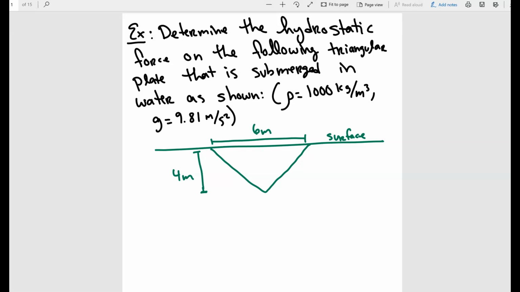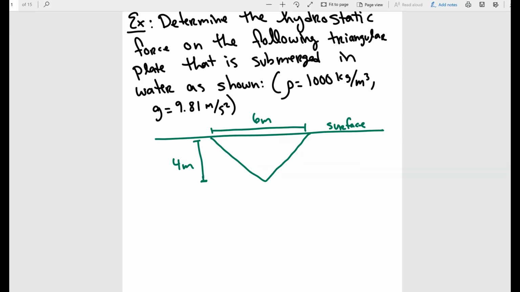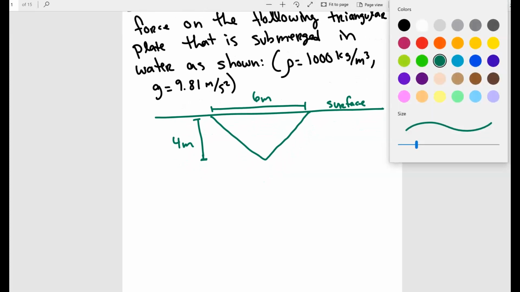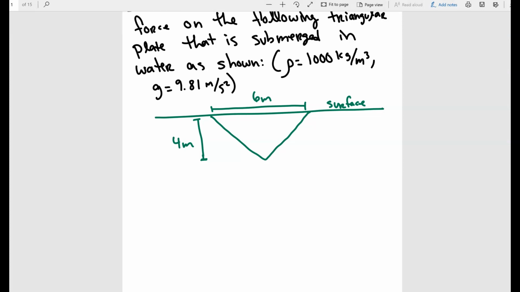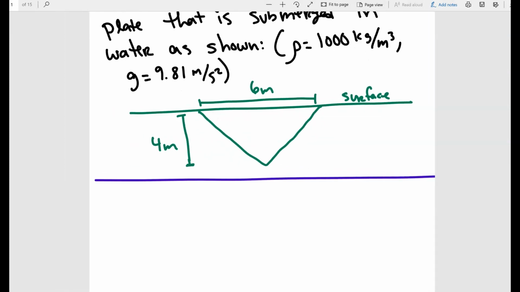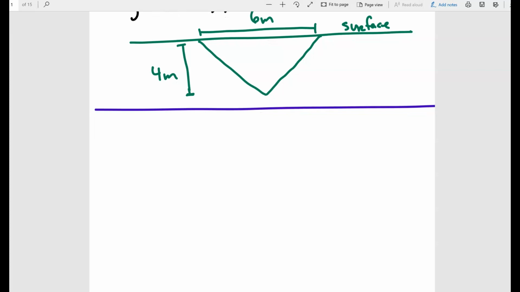The first thing you want to do in order to find hydrostatic force is think about what the formula for hydrostatic force is going to be. Let me put this in a different color and zoom in. What we want is the force, and the force is given by the pressure times the area. So there are two pieces we need to figure out: the pressure at this triangular plate, and also the area.